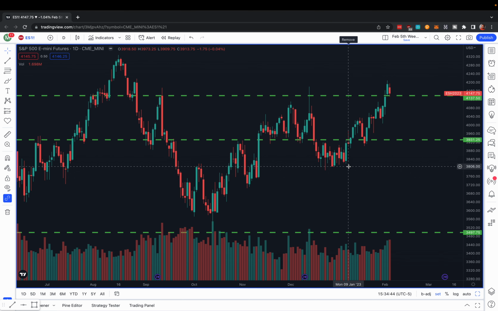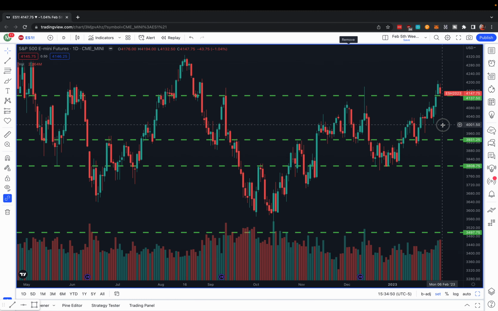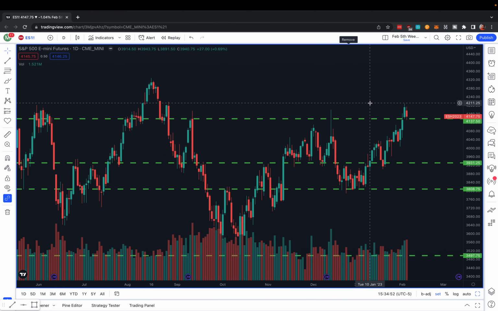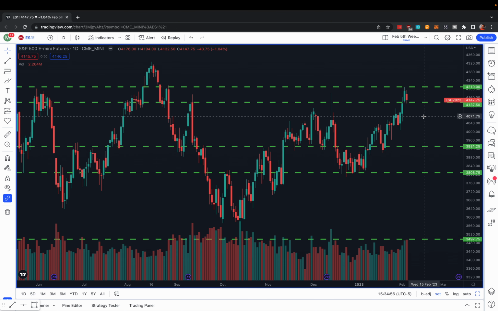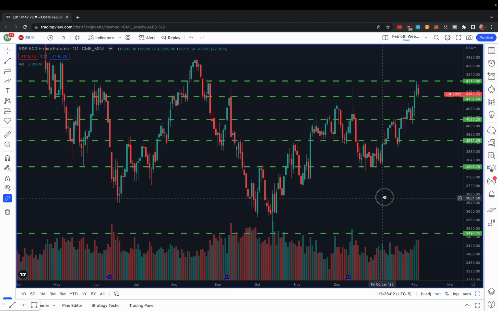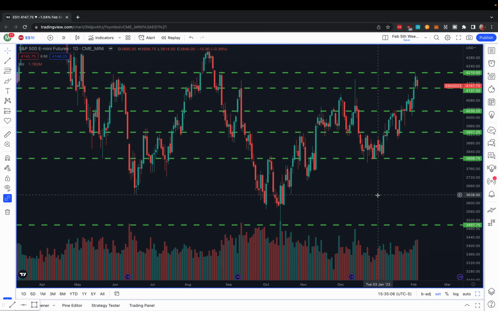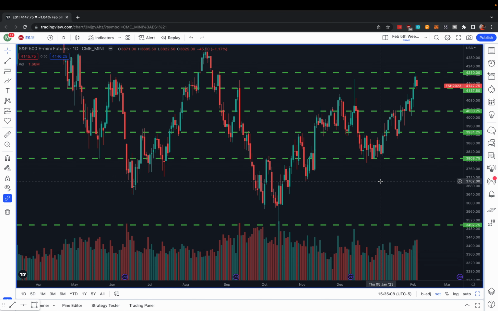So I kind of want to find the best place. I'm going to put it off of this rejection here to put a level there. These levels are going to be very similar to levels that I've had previously. We're going to put another macro level up here. And we're going to put a level down here in this zone. Cool. So these are my primary pivot points just on the daily.